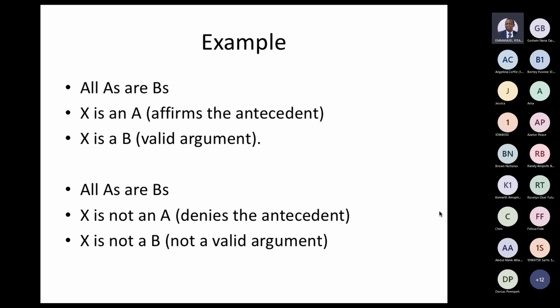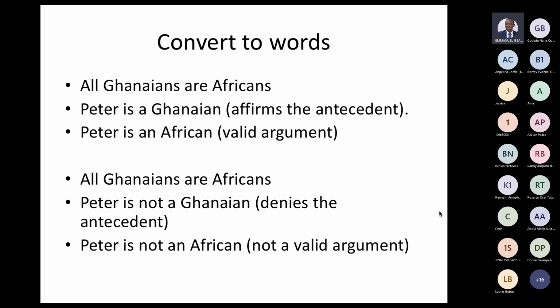Now, let's put the whole thing in words. Convert to words. All Ghanaians are Africans. Peter is a Ghanaian, which affirms the antecedent. Therefore, Peter is an African. So, we are told it's a valid argument.